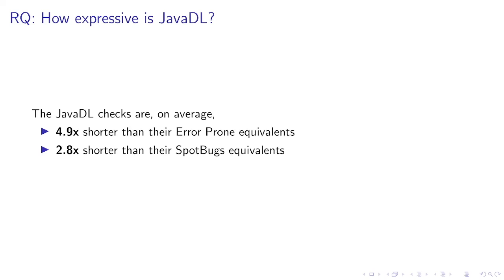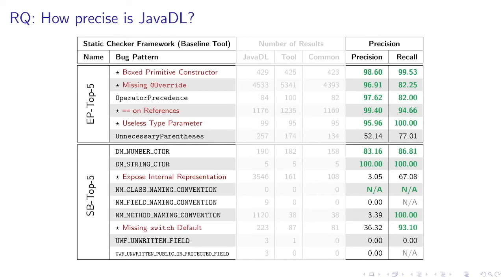To measure agreement with the other tools, we use the notions of precision and recall, and we consider the reports produced by Error Prone or SpotBugs as the ground truth. The upper half of the table shows that JavaDL is able to reproduce the behavior of Error Prone to a high degree. For SpotBugs, JavaDL reproduces most of the ground truth reports, but it also produces many more reports. This difference is caused by the fact that SpotBugs operates on bytecode, while JavaDL operates on the AST and thus has access to all the source level information.